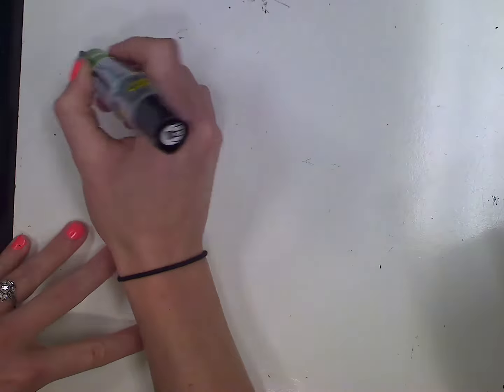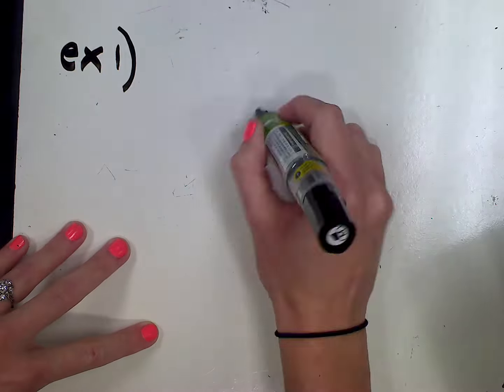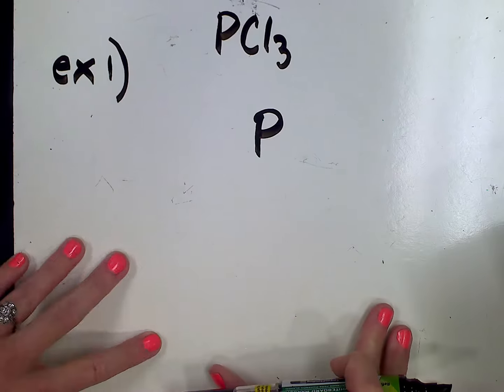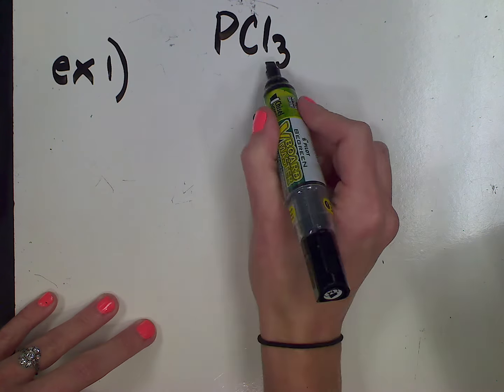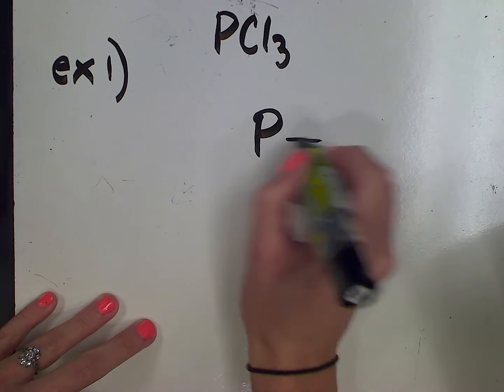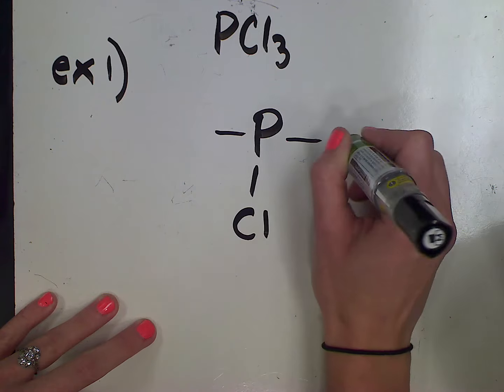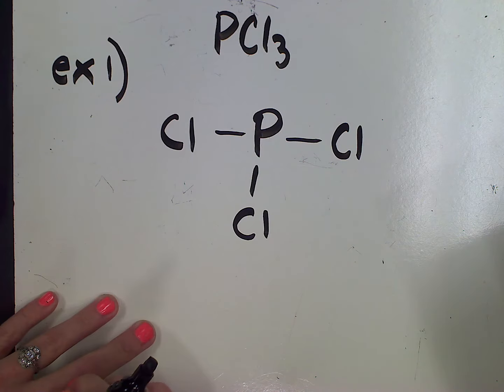PCl3 is our first example. Okay, so in this case, phosphorus is going to be our central atom, so I'm going to put that in the middle. Chlorine is going to be on the outside, so I'm going to draw single lines connecting my outer elements. So I've got 3 chlorines. Okay, that was steps 1 and 2.